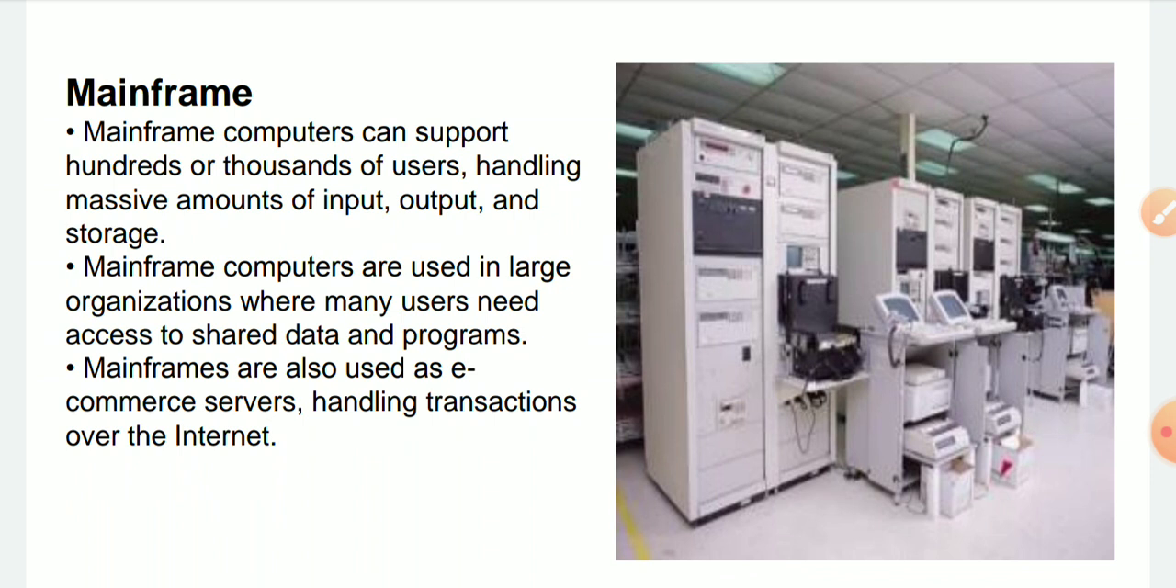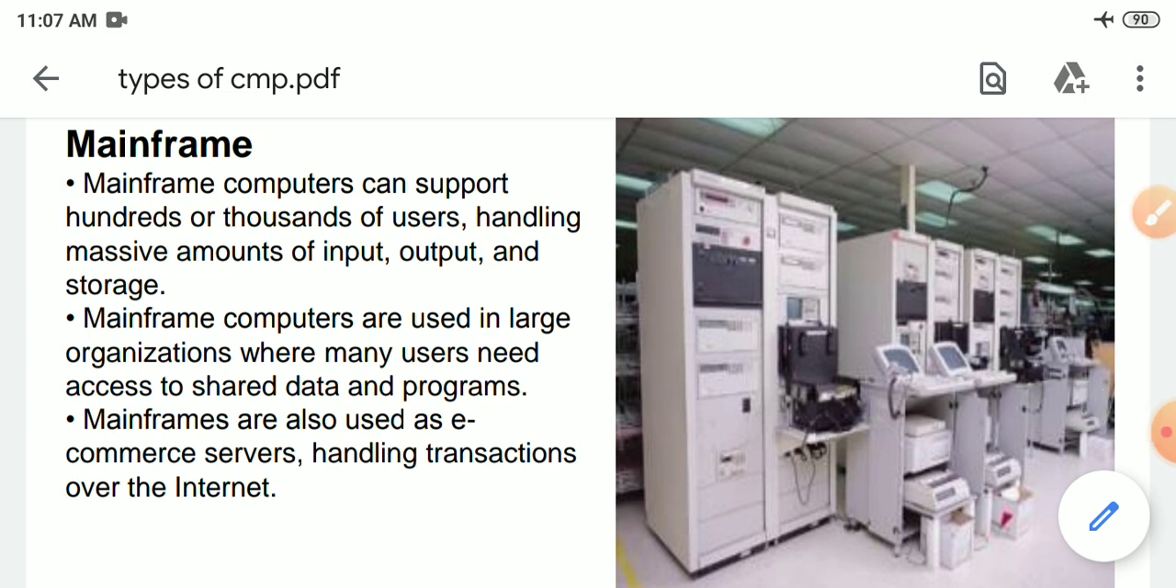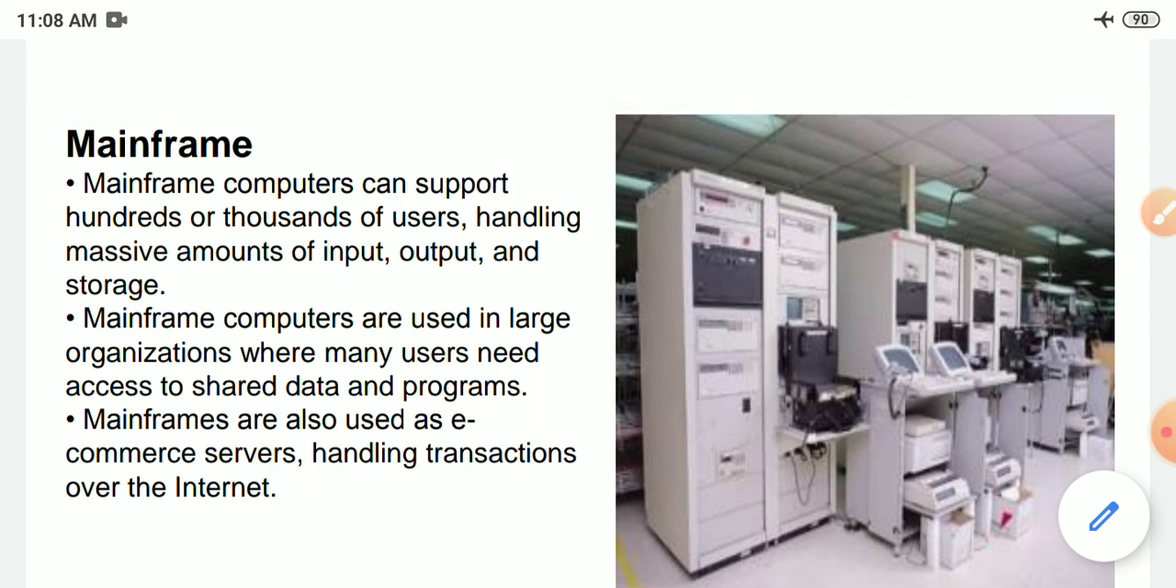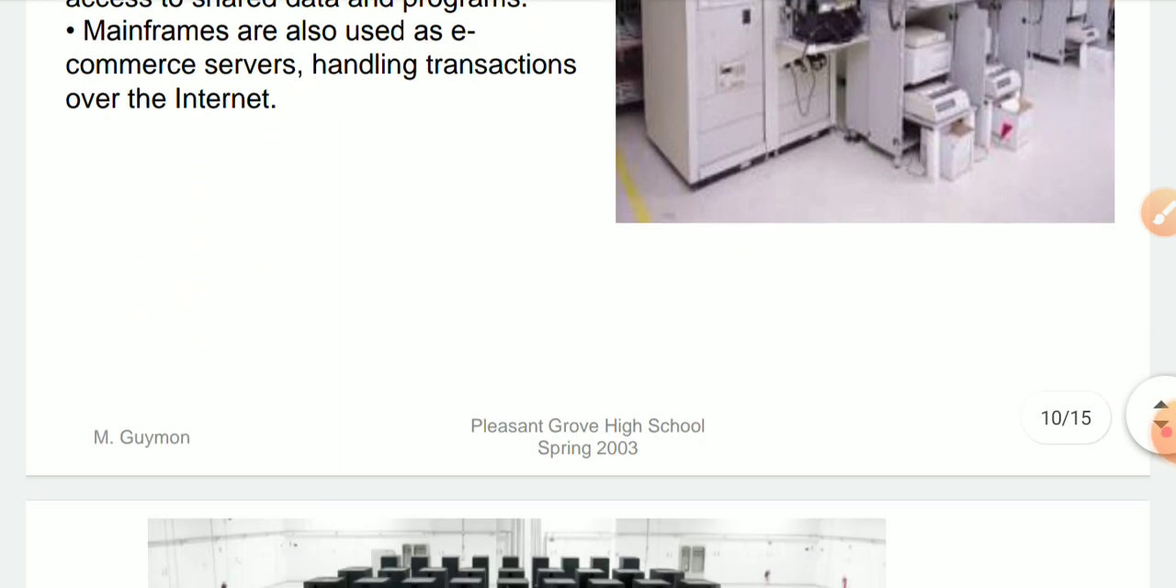Here you are seeing the mainframe computers. So this is our mainframe computer. A mainframe computer can support hundreds or thousands of users, handling massive amounts of input, output and storage. It is used to store thousands of data, and millions and trillions of data you can handle easily. These types of computers are used in banking processing, in insurance, etc. Mainframe computers are used in large organizations where many users need access to shared data and programs. Mainframes are also used as e-commerce servers handling transactions over the internet.